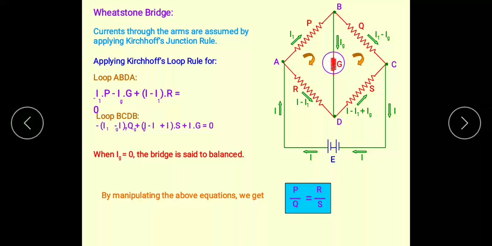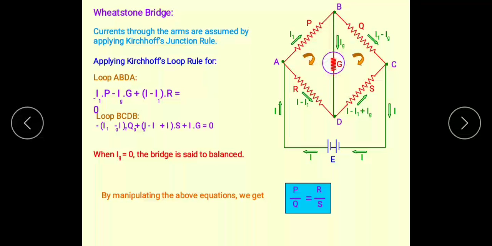Now here we will apply Kirchhoff's loop rule. Now we have considered the first loop ABDA, which is A, B, D, A. This is loop 1, or we can say we will apply Kirchhoff's second law on this loop. Now here, we know very well about the loop law.